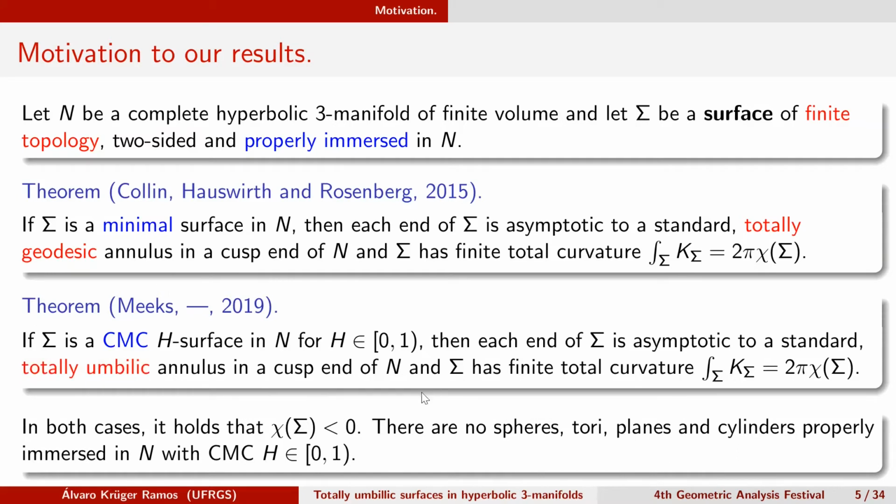So in both cases, we know that this has to be negative. The intrinsic curvature of sigma has to be negative. So the Euler characteristic of sigma has to be negative. In particular, there are no spheres, tori, planes, and cylinders which are properly immersed in a hyperbolic tree manifold of finite volume with constant mean curvature in this range between 0 and 1.